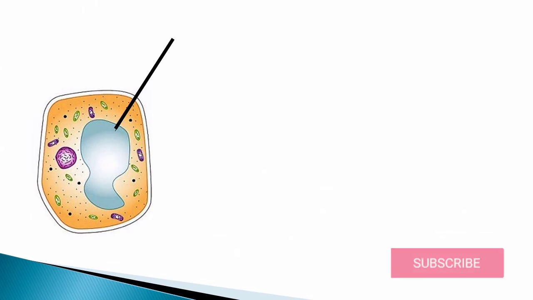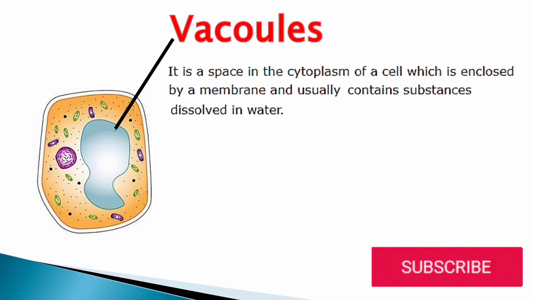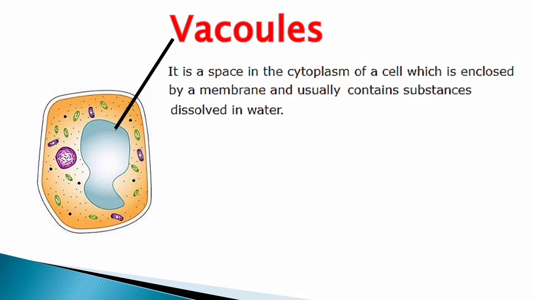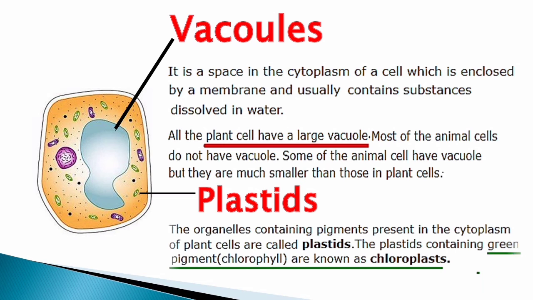Some of the other organelles present inside the cell are vacuoles and plastid. Vacuoles are transparent membrane-bound organelles present in the cytoplasm of the cell. Vacuoles usually contain substances dissolved in water or the waste materials generated by the cell. Plant cells usually have bigger vacuoles, whereas animal cells have smaller vacuoles. Plastids are small colored organelles present in the cytoplasm of the cell. Plastids are pigmented cells and they are usually seen in plants. Plastids containing green pigment, that is chlorophyll, is known as chloroplast.